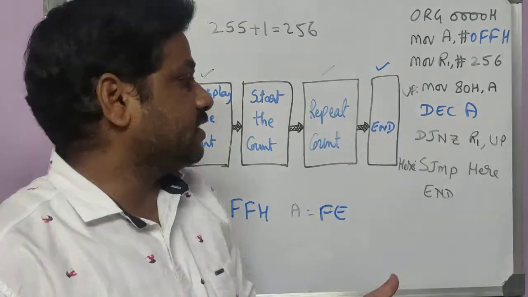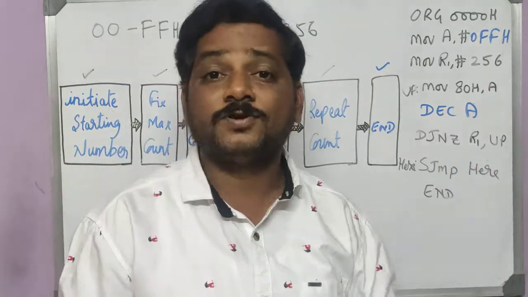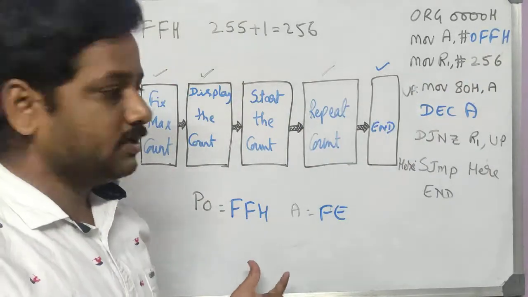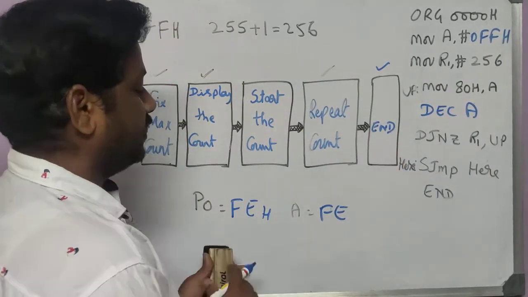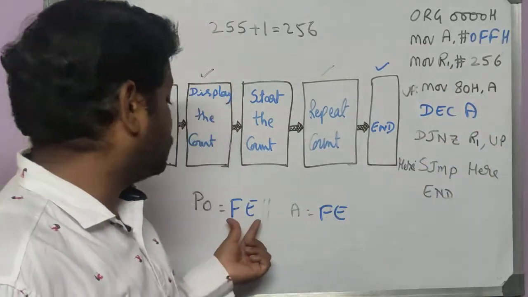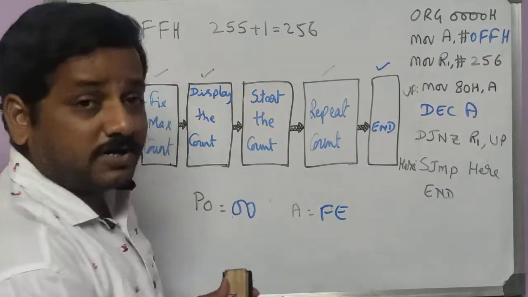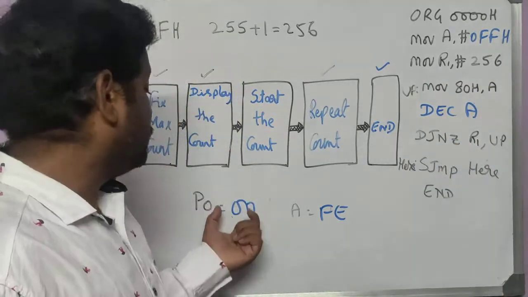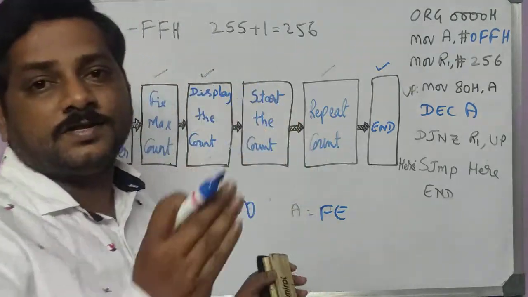Now let us make it easy. Instead of writing UP, you can write DOWN. And even if you keep UP, it's not a problem, because that is just a label. So it will jump here and put that into 80H. So we'll get FE into port 0. It will repeat until you get 0. Finally, you get 0, and at that particular point R1 will also become 0, and it will come out of it. That's the count. So you can see in port 0, the count is decrementing from FF to 00.